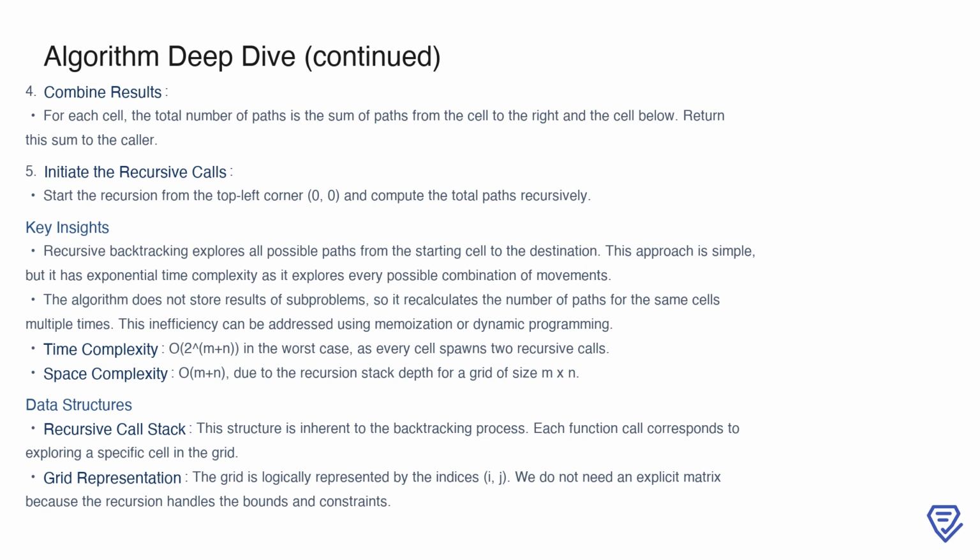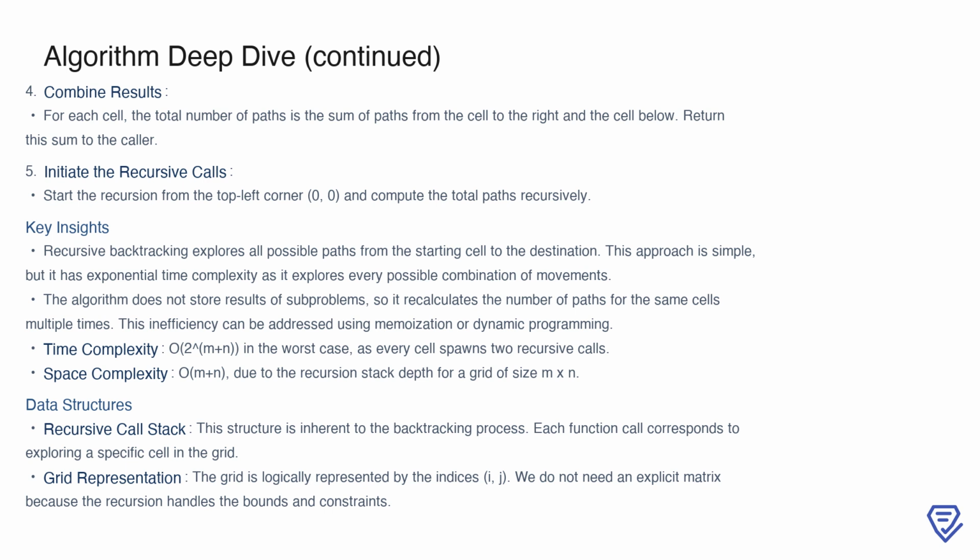Now, while this brute force approach is straightforward and explores all possible paths, it is highly inefficient. The main reason for this inefficiency is that it recalculates the number of paths for the same cells multiple times, as it does not store the results of subproblems. This leads to an exponential time complexity of O(2^(m+n)) in the worst case, where each cell spawns 2 recursive calls. Additionally, the space complexity is O(m+n), which accounts for the maximum depth of the recursion stack in a grid of size MxN.